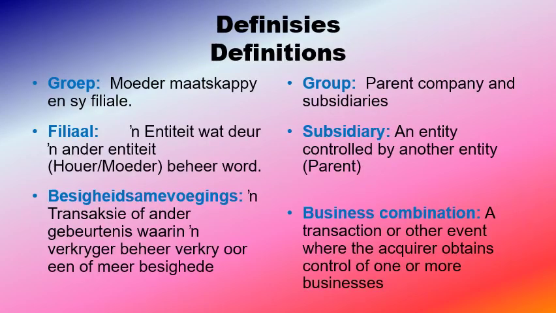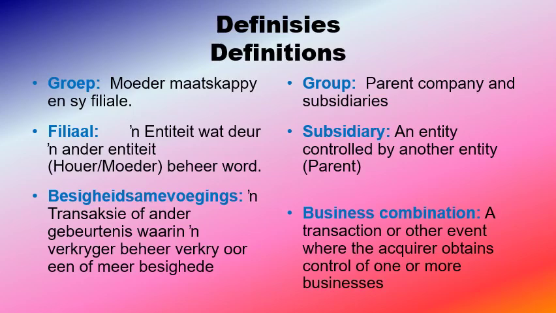Some definitions might be worth mentioning to make sure that we're all on the same page and referring to the same thing. When I talk about a group of companies, I mean the parent company and its subsidiaries, the little ones. The subsidiary is the entity that is controlled by another entity, which we call the parent. So the parent is the one in control, and the subsidiary is the one that the parent controls. Then the last one here is a business combination, which is a transaction or other event where the acquirer obtains control of one or more businesses.